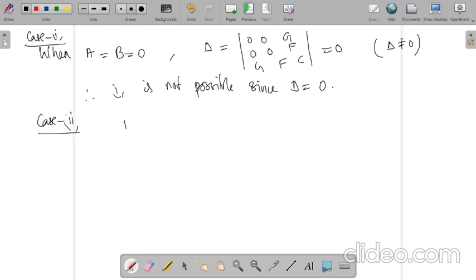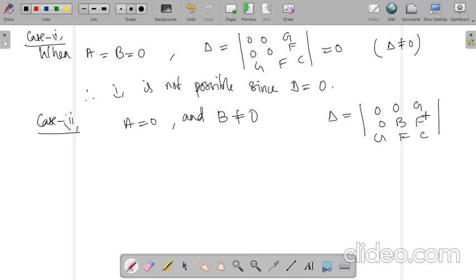So the second case is when a is equal to 0 and b not equal to 0. Now our delta will be in the form 0 0 g, 0 b f, and g f c. In the case a equal to 0, this will be our delta value. When g is 0, again delta will become 0. So in case 2, we also need to take g not equal to 0. So delta is not equal to 0 if g not equal to 0.